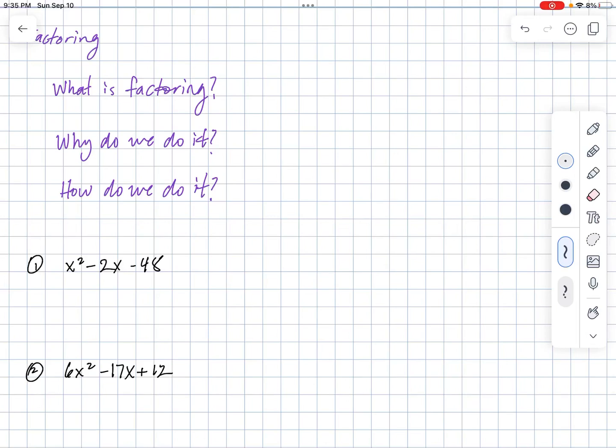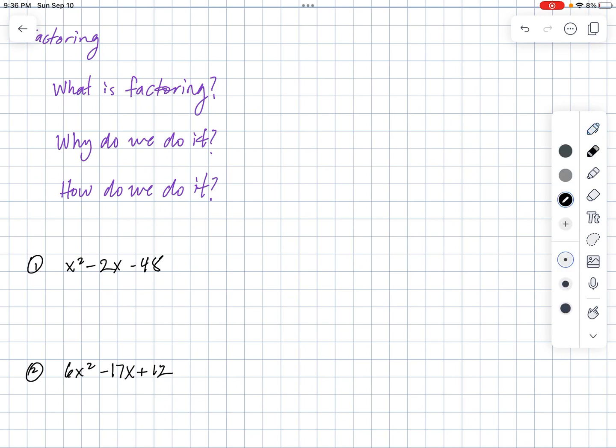This is a quick tutorial on factoring. Factoring is the breaking up of a number or an expression into parts that could be multiplied together to get back to that number or expression. For instance, 2 times 3 is factored form of 6.